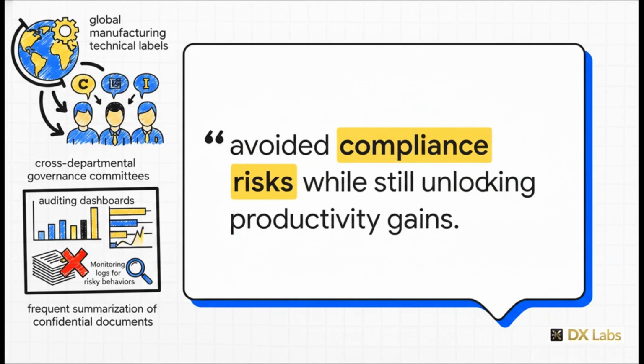So they established cross-departmental governance committees, bringing together leaders from IT, legal, and compliance. They also set up auditing dashboards to actively monitor the logs for any risky behaviors, like, say, a user frequently asking for summaries of highly confidential documents. The big takeaway here: governance isn't just an IT thing. It takes the whole shebang, cross-departmental teamwork, to make sure Copilot reflects your total business security.